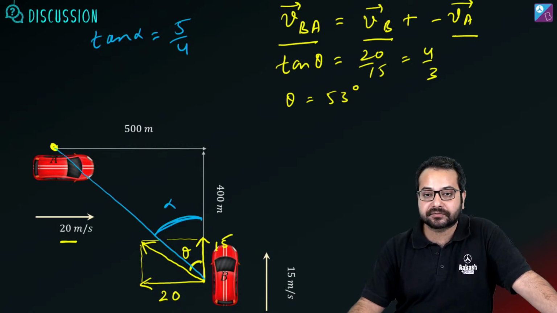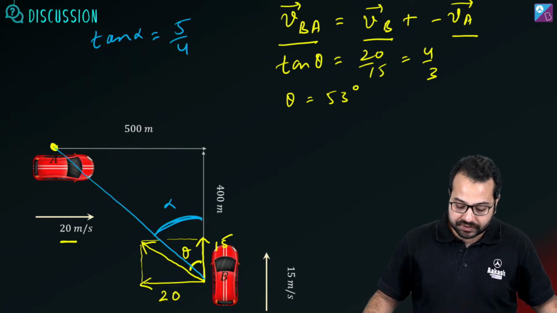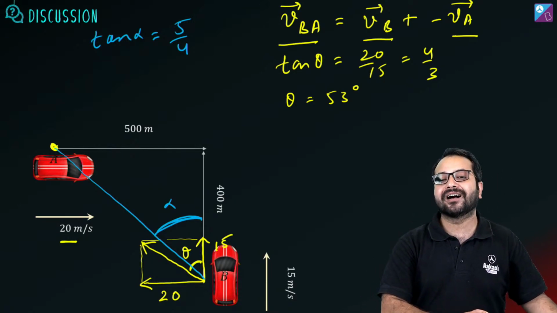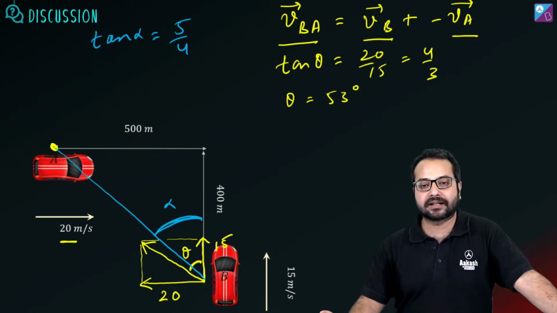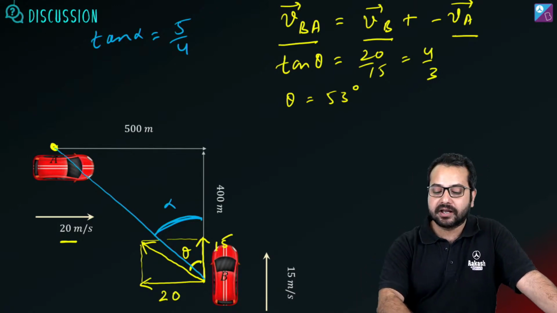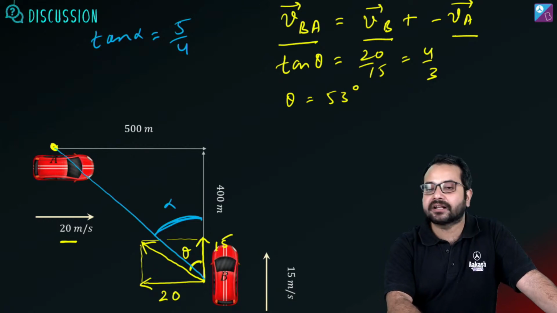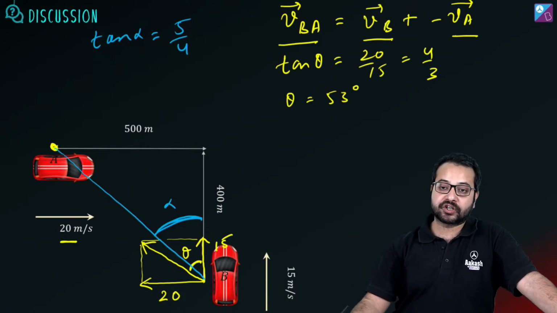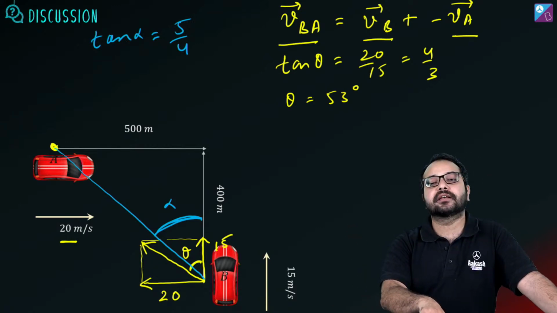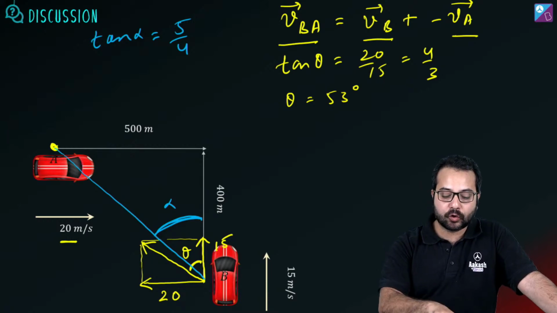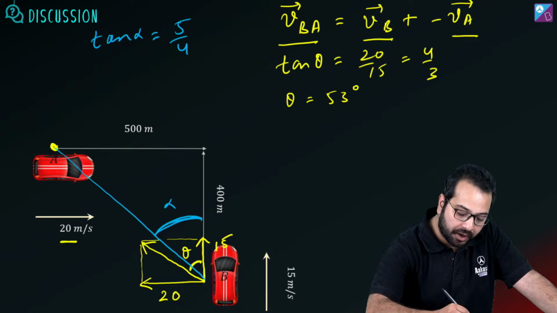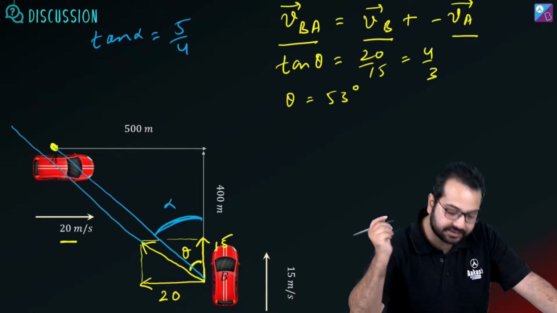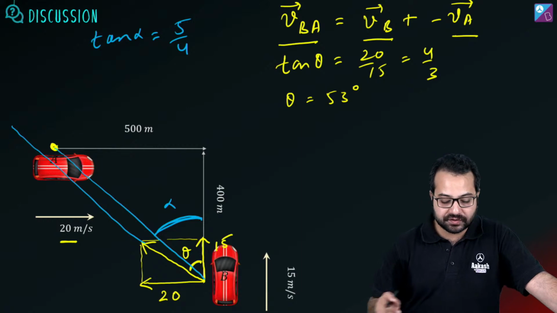Now I'm going to put it on another diagram so that it doesn't become very clumsy. But this is clear, right? Tan theta is 4 by 3, which is 1.3 something. And tan alpha is 5 by 4, which is 1.2. And tan theta is an increasing function in the first quadrant, which means that 53 degrees is going to be greater than alpha. So the particle is going to go something like this. Do you agree?